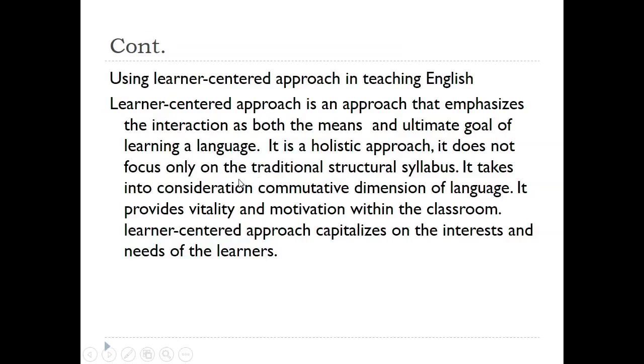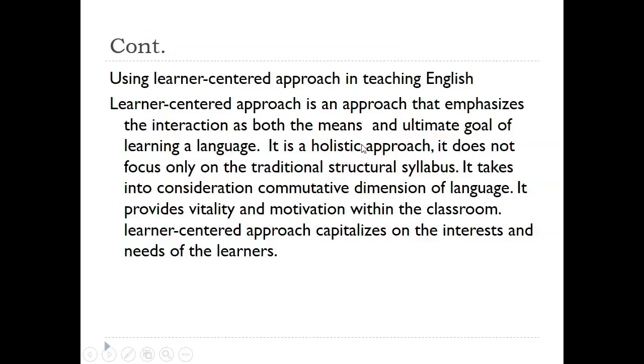Here are a few points that I have just highlighted for you, but try to have your own summary of what you do in your class when you are teaching English using the learner-centered approach method. So what are those things?